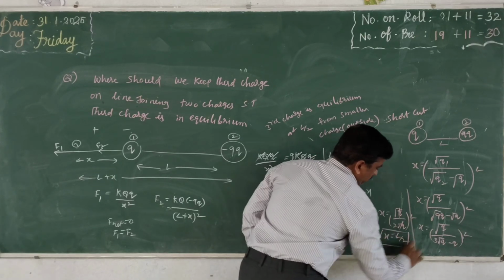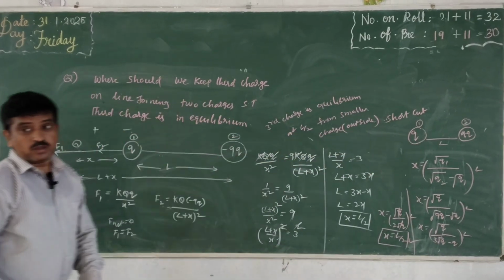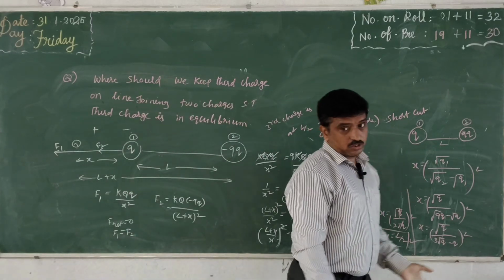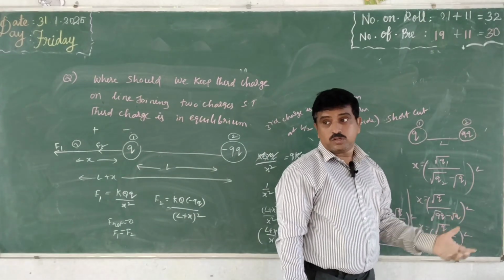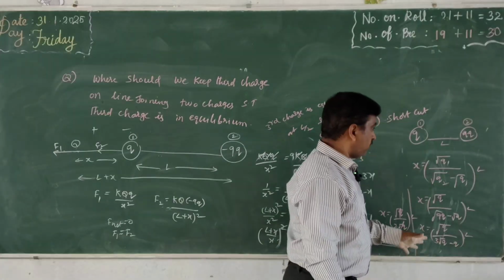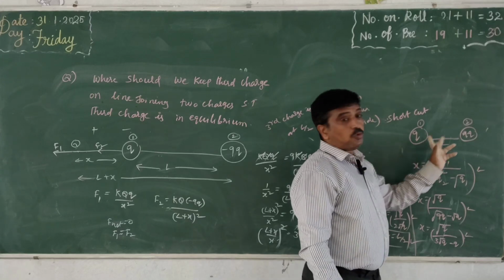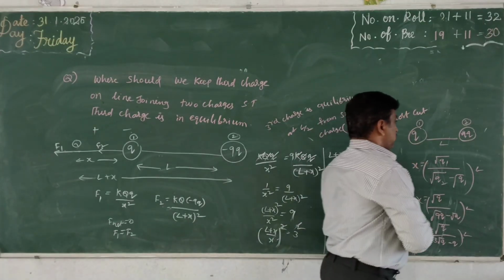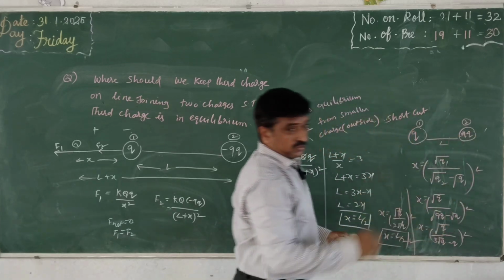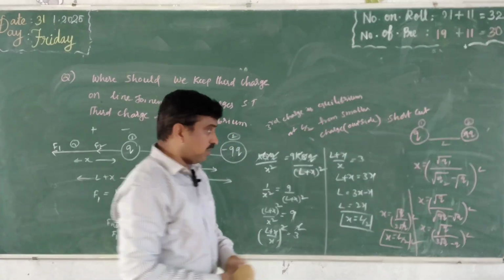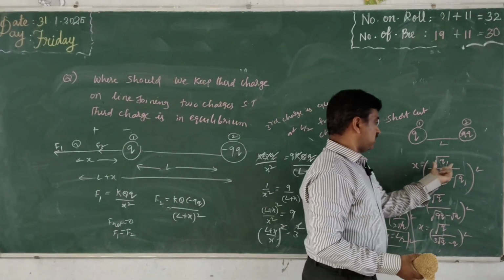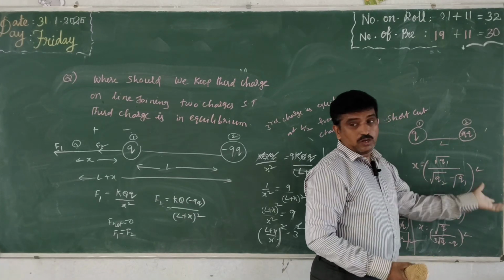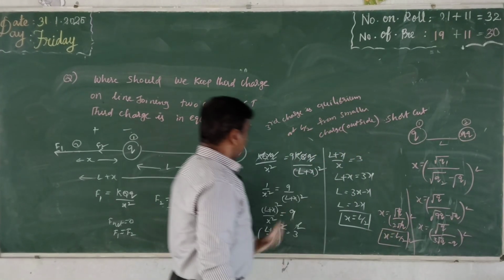L by 2. At what distance is the third charge in equilibrium? L by 2. We can use this process, or we can use this shortcut. Where should we keep the third charge so that it is in equilibrium? When two charges are of opposite sign, here plus q and here minus q, in that case, we use this: q1 by root of q2 minus root of q1, into L. So what we get? L by 2. Okay?